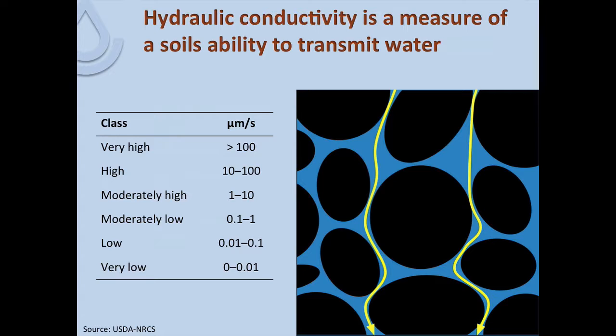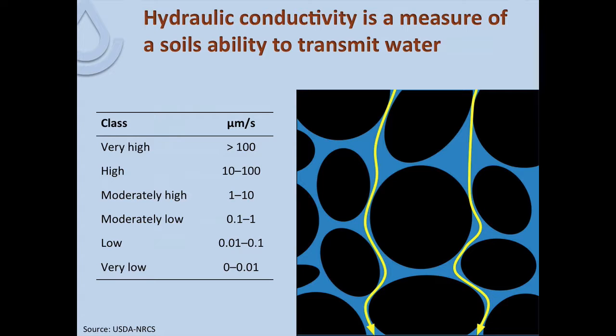Basically, where we've got larger pore spaces and good alignment of those pore spaces, then water can more easily move through that soil and we'll have a higher hydraulic conductivity. Versus at the other extreme, where if we've got a lot of small pores that aren't very well aligned, then that water has to take a very tortuous path to get through the soil, and so we have a very low hydraulic conductivity. Just showing a table here then of the ranges of hydraulic conductivity and classes as defined by the NRCS.